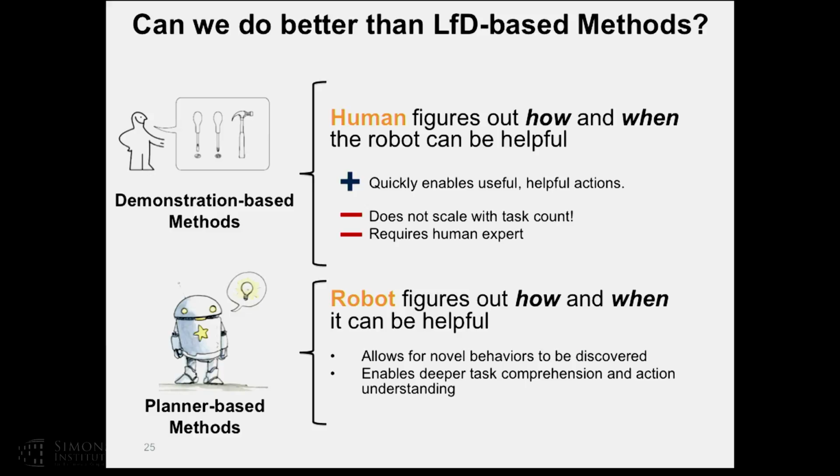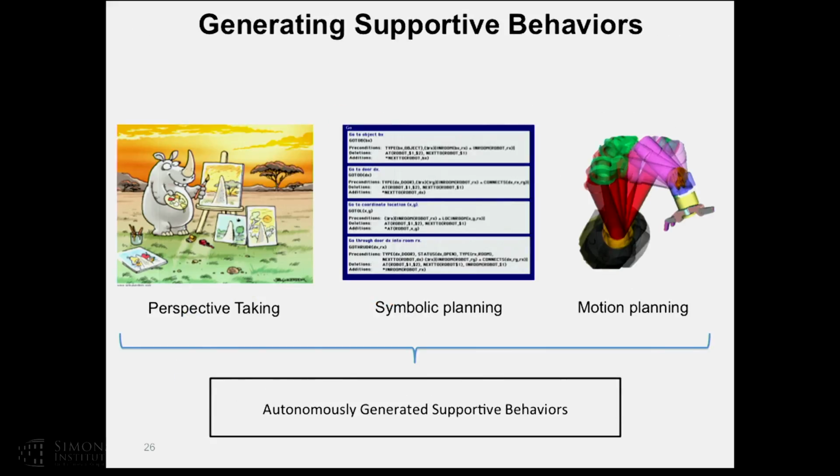We'd like the robot to move beyond that to the point where it figures not only how to help, what it should be doing, but also when it should intercede and help. And that means that we move a little bit from a traditional learning perspective to what in robotics we'd call planning. But I'm going to argue that they're pretty similar anyway.